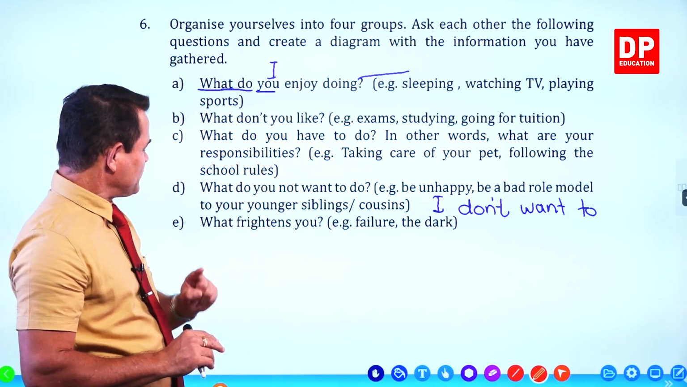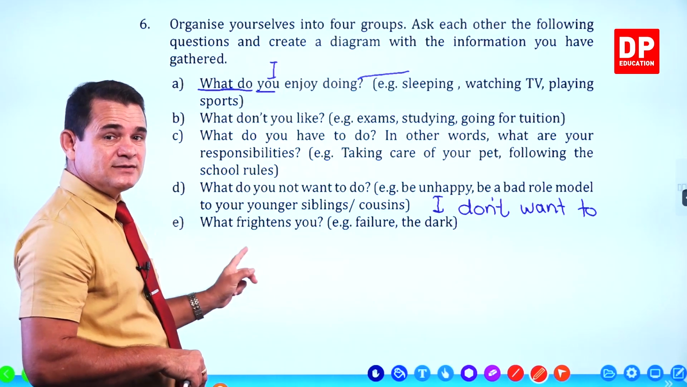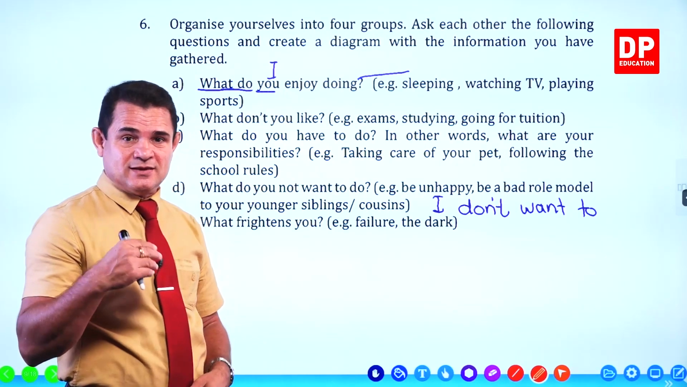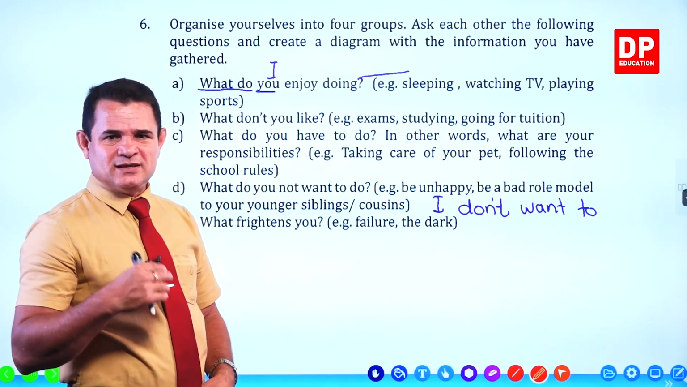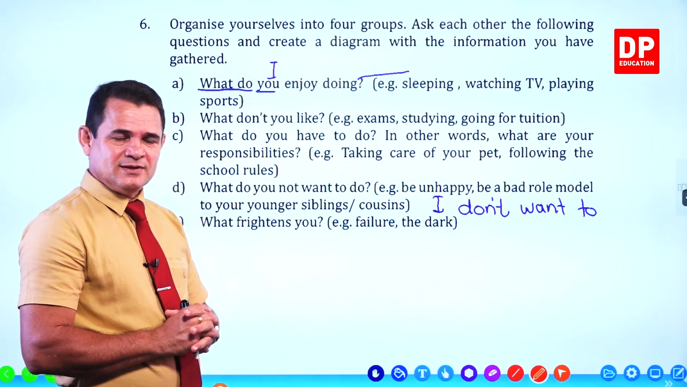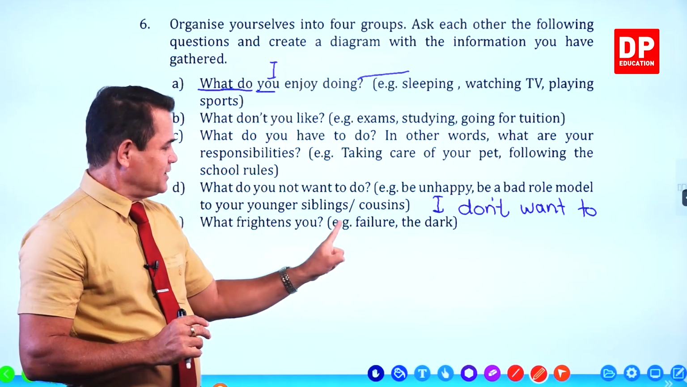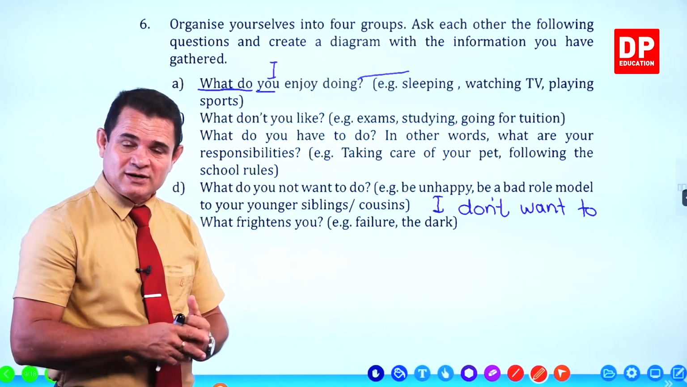What frightens you? Failure, the dark frightens. What makes you afraid? Fear. ඔයා බය හිතෙන්න, බය වෙන දේ මොනවද? What frightens you? ඔයා බය කරන්නේ මොනවෙන්ද? It is darkness. අඳුරට බයද? නැත්නම් failure අසමත් වීම වලට බයද?